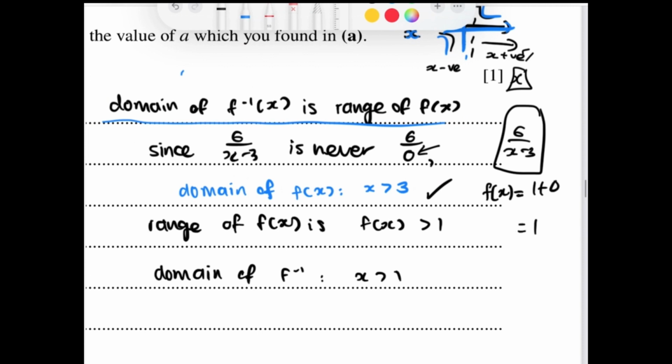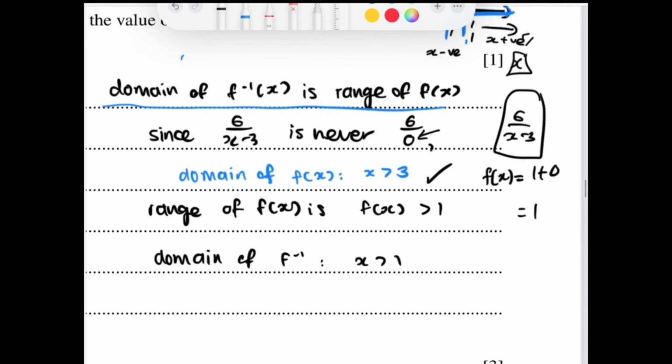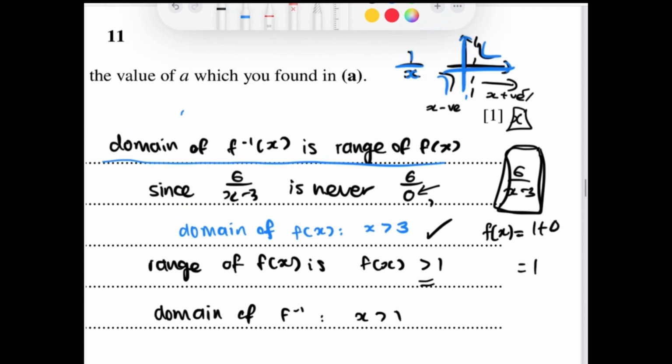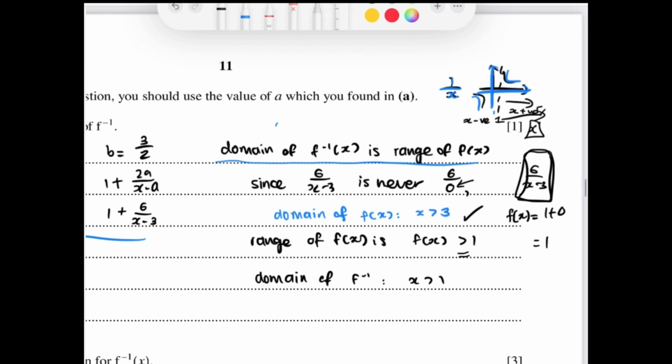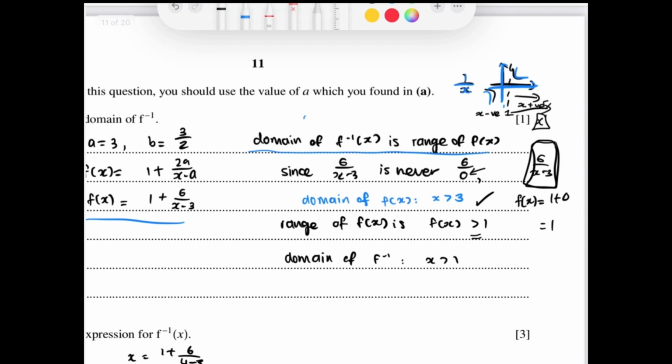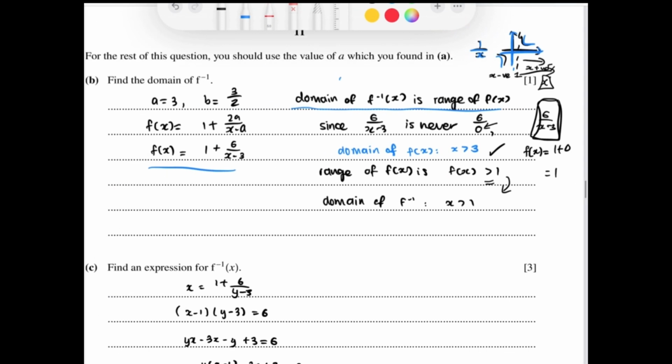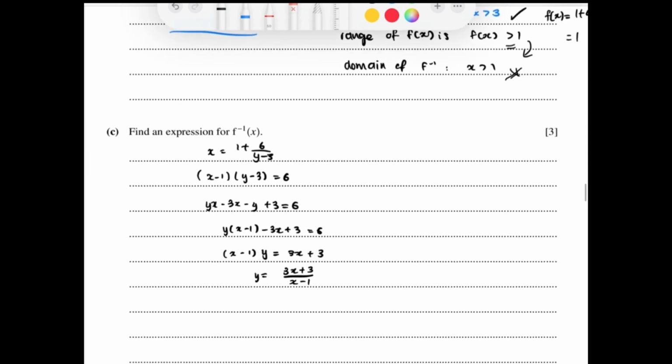And so f of x equals 1 plus 0, you get 1. And it's always going to be larger than 1 because this being 0 is not possible. So you're going to get f of x larger than 1 as the range. And we're not looking at anything on the negative side, so it's going to be larger than positive 1 because of the domain of f of x, which is larger than 3. And then since your range of f of x is larger than 1, your domain of f inverse is x larger than 1. That's the answer.